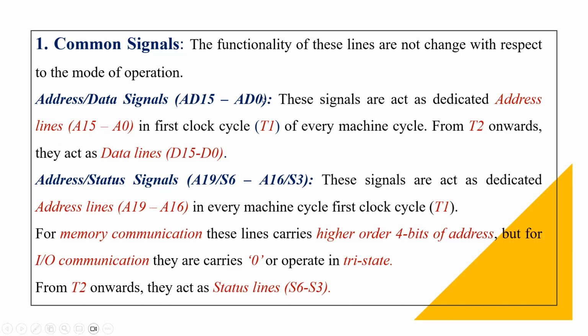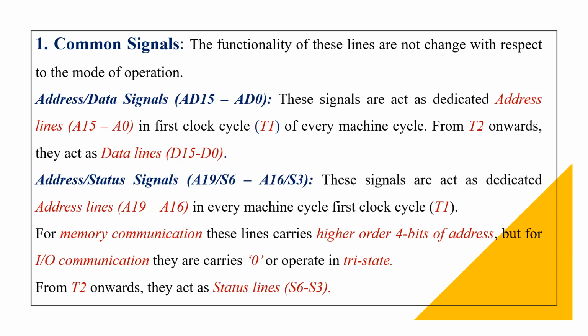So these signals AD15 to AD0 become A15 to A0, dedicated address lines, in the first clock cycle T1 of every machine cycle. We know that 8086 can do different operations like memory read, memory write, IO read, and IO write. To do these operations, we use different signals. Those signals are activated and deactivated with reference to the clock signal. To do each operation, we need a group of complete clock cycles, based on the operation we are performing, either in minimum mode or in maximum mode.